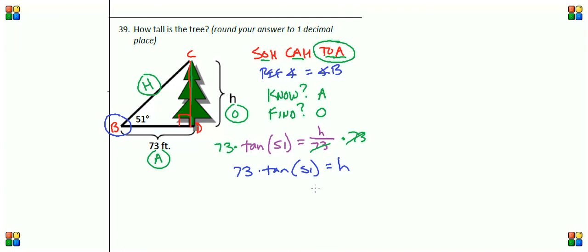Plug that into your calculator and you will find that the value of h is equal to approximately 90.147. And take a look at our unit of measure. 73 is measured in feet. That means the height of our tree is also going to be measured in feet. So our answer for the height of our tree is about 90.147 feet.